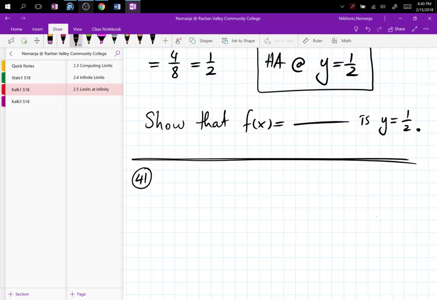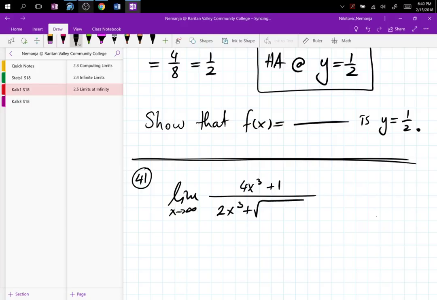41. I'll jump right into the limit. 4x cubed plus 1 divided by 2x cubed plus the square root of 16x to the 6 plus 1. And probably most of you are going, but why? Because we can.